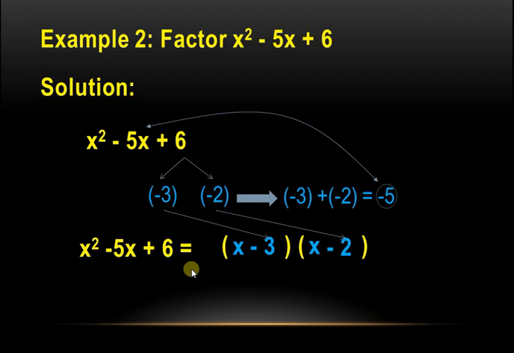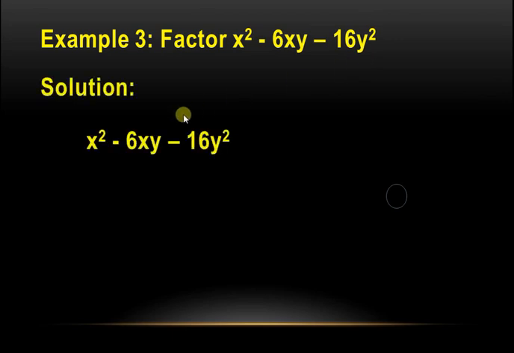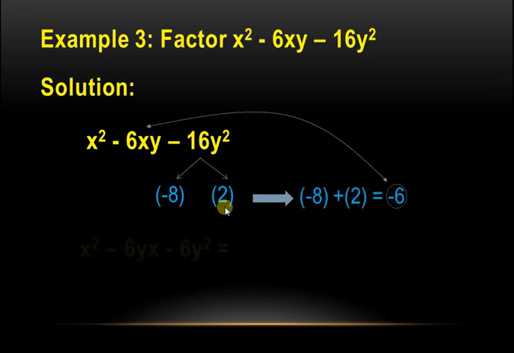Okay, let's have our last example. Factor x squared minus 6xy minus 16y squared. Notice I have one x squared here, and I have another variable here, which is y squared. Well, let us see. Now, we're going to focus first on the number, which is negative 16. So we have here negative 8 times 2, which will give us a sum of negative 6, which is the middle term. The process is still the same.